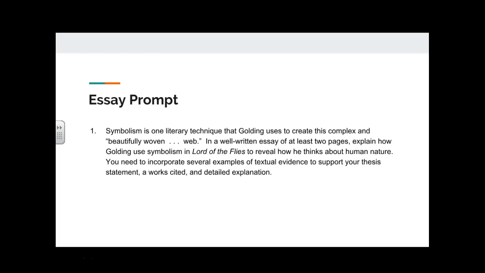So in your prompt, it says, in a well-written essay, explain how Golding uses symbolism and allegory in Lord of the Flies. So you just have to hit that second element as well as symbolism. We know this prompt. The main point here is that you have to explain how Golding uses symbolism in Lord of the Flies to reveal what he thinks about human nature. We know what he thinks about human nature. Mankind is inherently evil. So how does the symbolism further that point?